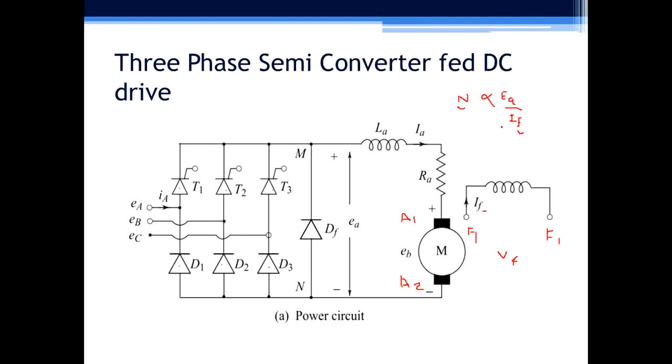In this drive, now we will focus on armature control. We will keep this field voltage constant, and we will go with armature control to control the speed. So speed will be controlled by controlling the armature voltage. In order to control the armature voltage, we need to control the firing angle of thyristors T1, T2 and T3, and we need to understand how we can convert this three-phase AC into a variable DC, EA, and variable DC will drive this motor at variable speed.